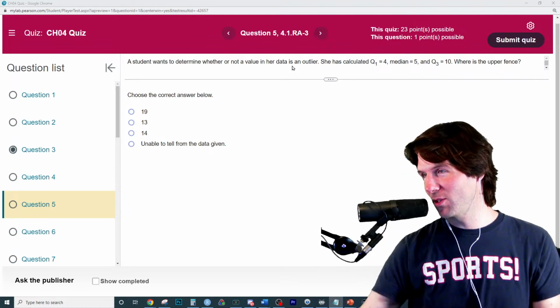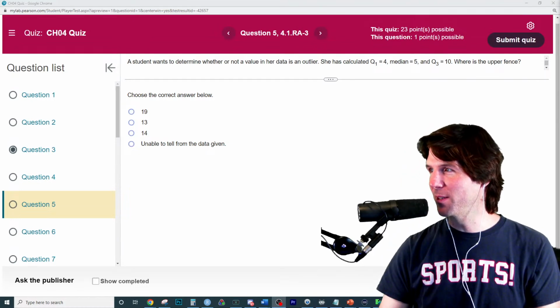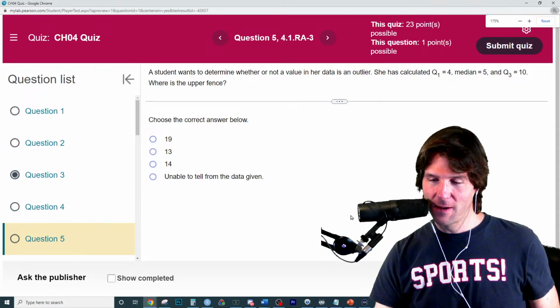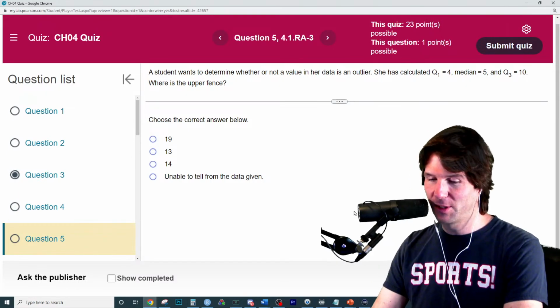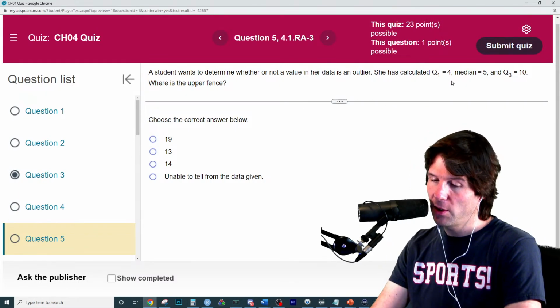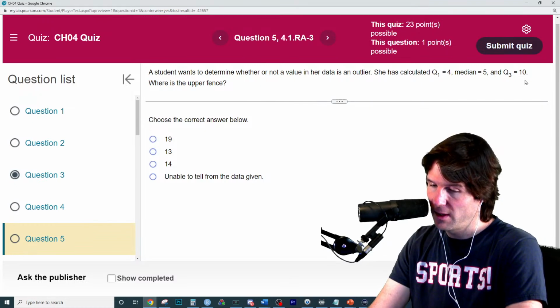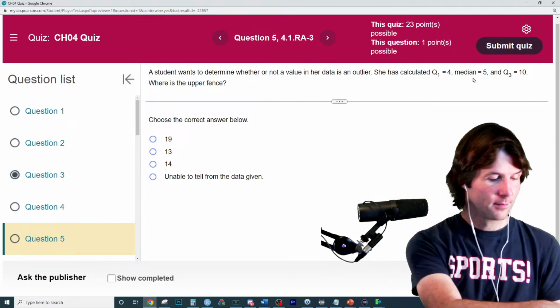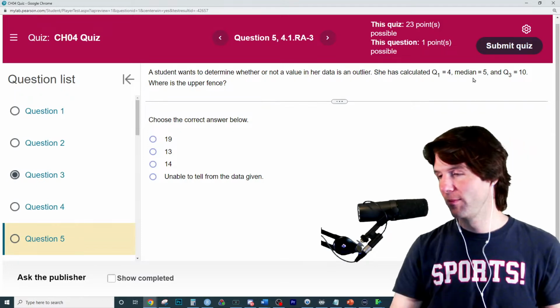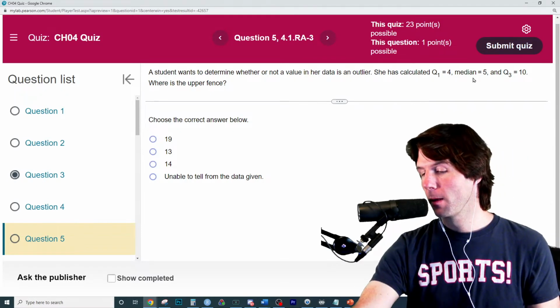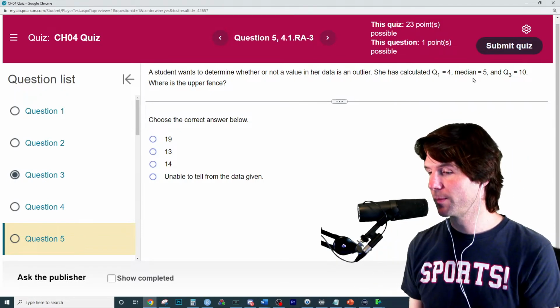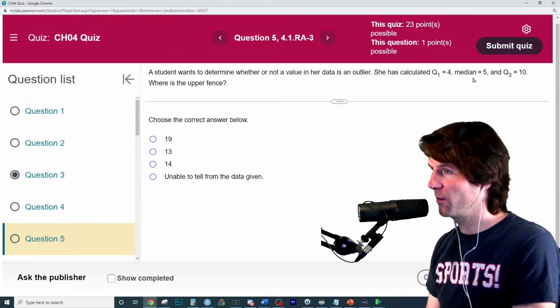A student wants to determine... I think where the upper fence is, right? This is a great question. A student wants to determine if her data has an outlier. She has calculated Q1 to be this and Q3 to be this. The median doesn't matter. Where is her upper fence?